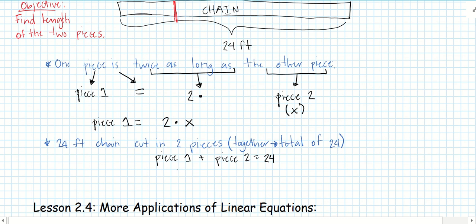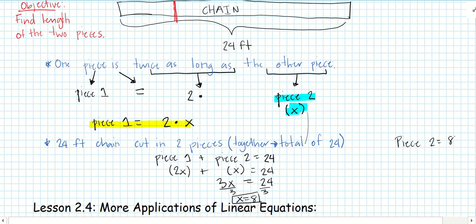Or we can say that 2x, because we mentioned before that piece 1 is 2x, right? And that piece 2 is x. So piece 1, 2x, plus piece 2, which is x, equals 24. That means that 3x equals 24. If we divide by 3, x equals 8. So that means that piece 2 equals 8 feet.